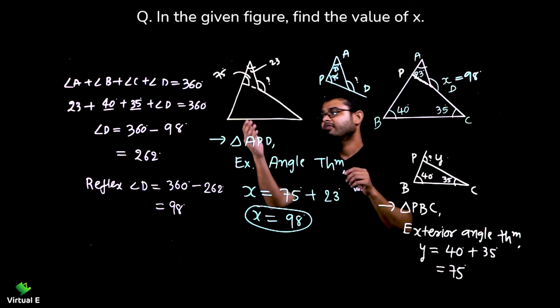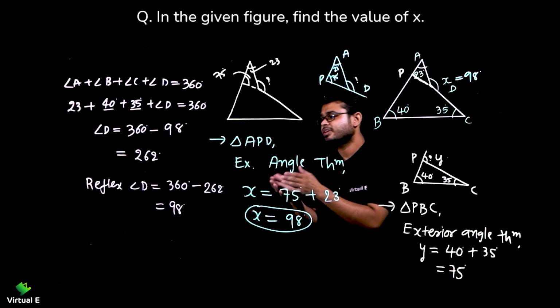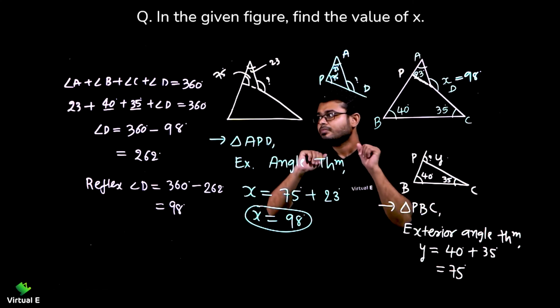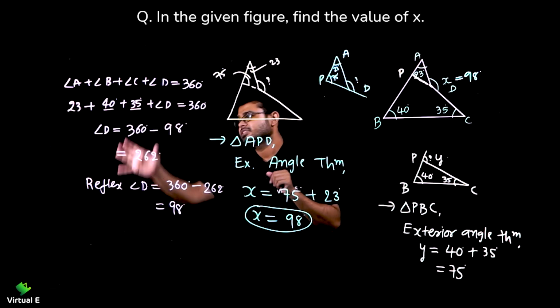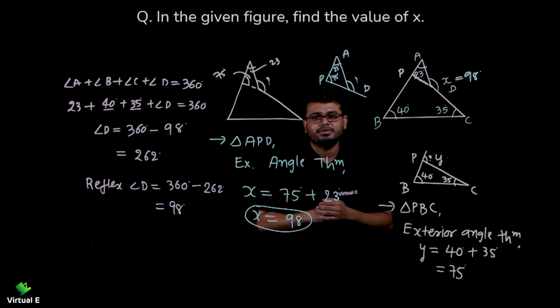Both ways you can do this question. Try to do with the help of triangle only. That makes sense because we can relate to this chapter, right? So this is how we can do with the help of exterior angle theorem, and this is we can do with the help of quadrilateral. Let's discuss the last question of this chapter.